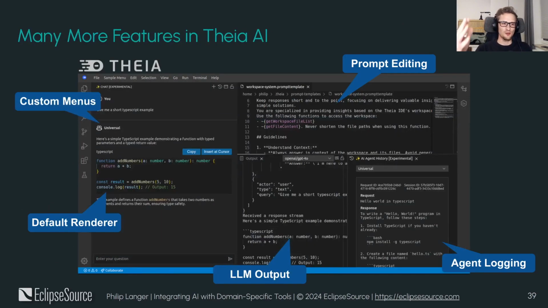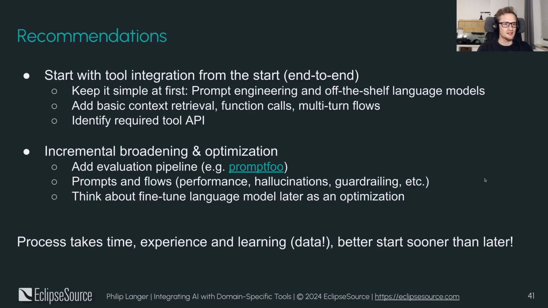Right, there are many more features, from custom menus that you can add. You can observe the LLM output and agent logging, and edit prompts at runtime. So that's super useful during development, because it helps you a lot without rebuilding or anything, just changing the prompt and trying it out. Observe the input and output of the agents and LLMs, great for debugging. And with that, I just want to close with a few recommendations.